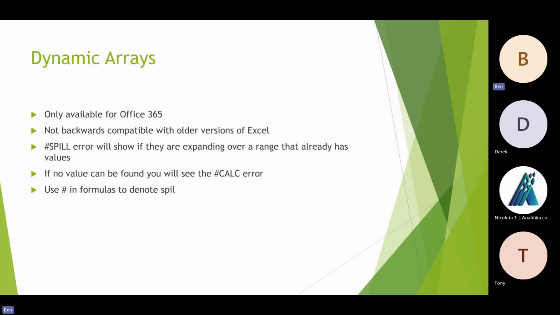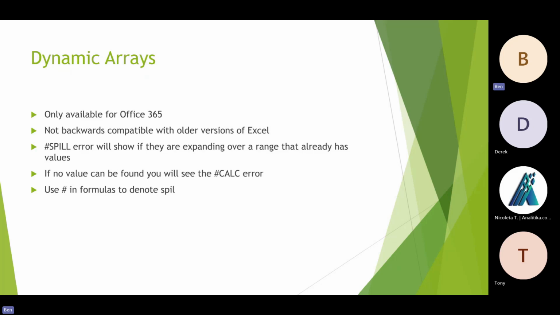So a few points on dynamic arrays. They're only available for Office 365, which is the latest version of Excel, and they're not backward compatible with older versions of Excel. So if you use a dynamic array and you send it to someone who's got an older version of Excel, they'll see errors when they open the file. There are a couple of new errors that are unique to dynamic arrays. You all might have seen traditional errors like #N/A, #REF. There's now a spill error and a calc error that I'll go through as we go into Excel.